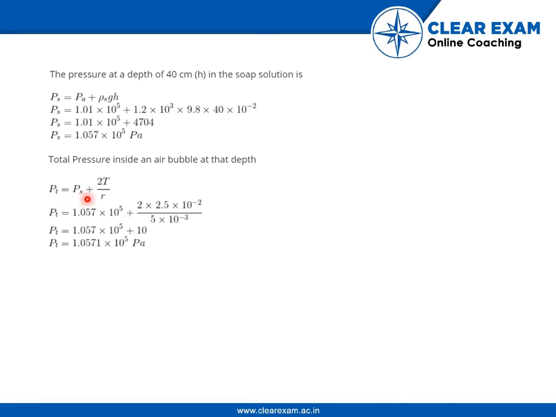Total pressure inside the air bubble at that depth is given by this formula, which is Pt equals Ps plus 2 capital T divided by R. If we put in these values, we eventually get the value to be equal to 1.0571 into 10 to the power 5 Pascal.